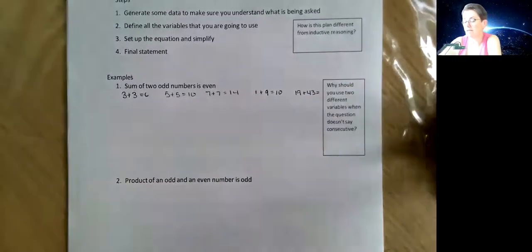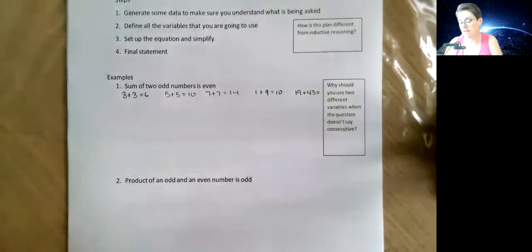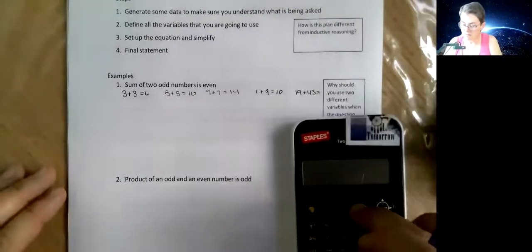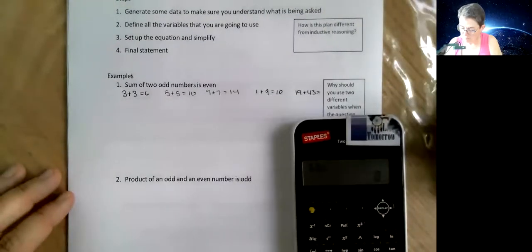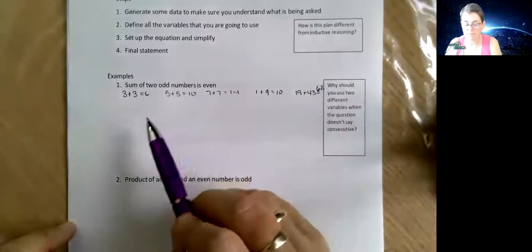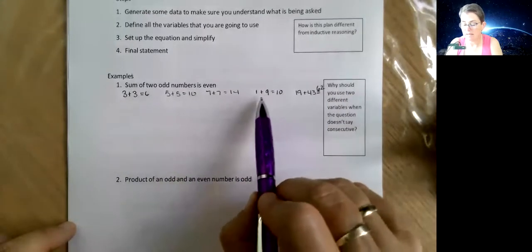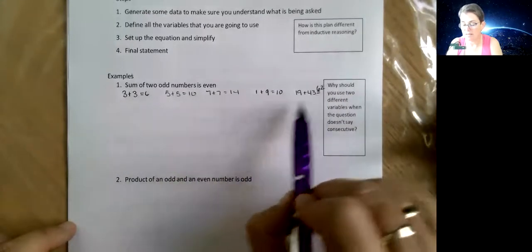19 plus 43, and I don't know what that is. 60, 62. 19 plus 43. There we go. Okay. So I kind of did pairs, and then I did normal numbers, and I did some big ones, and we're getting even all the time. So that's a good thing.